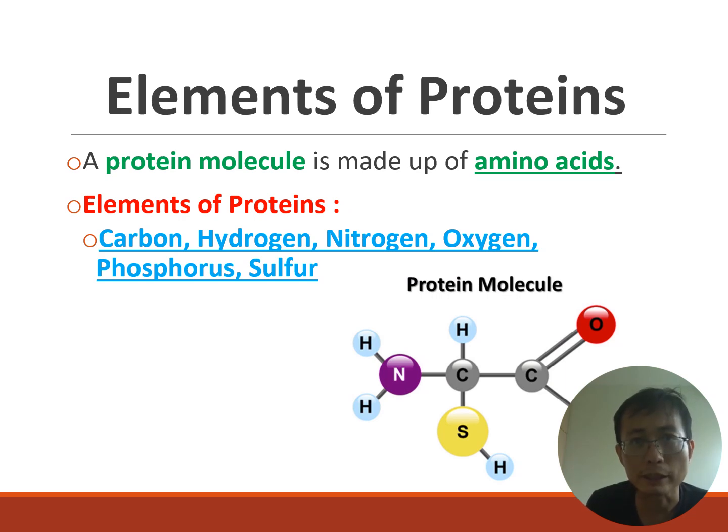Now, protein molecules are made up of amino acids, and they are made up of the 4 compulsory elements, which are carbon, hydrogen, nitrogen, and oxygen. Now, certain amino acids contain phosphorus and sulfur, but not all amino acids.